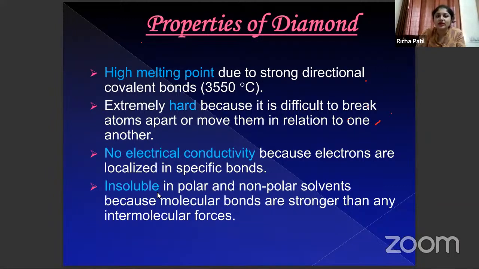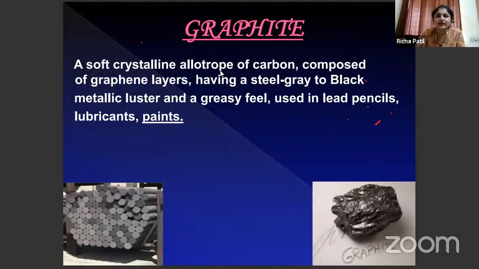These are insoluble in polar as well as non-polar solvents. Why? Because the covalent bonds, that is the sigma bonds, are stronger than any intermolecular forces. Because of these stronger bonds, they are insoluble in polar as well as non-polar solvents. So next is graphite.